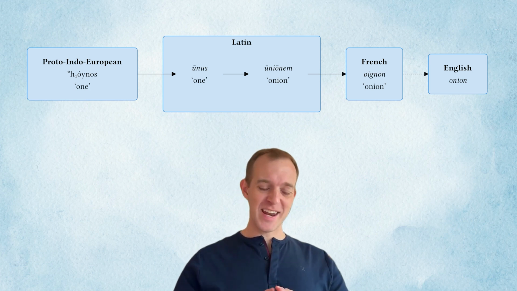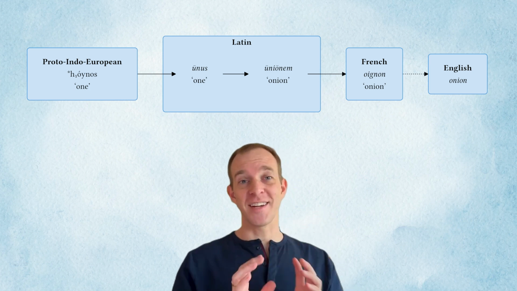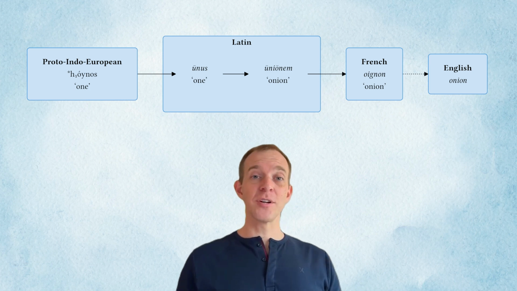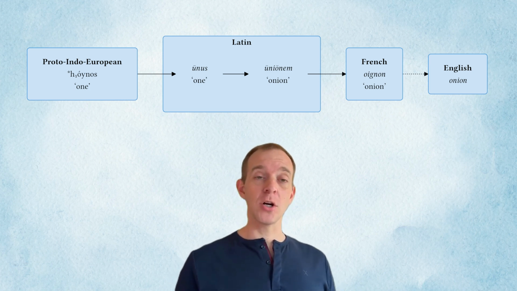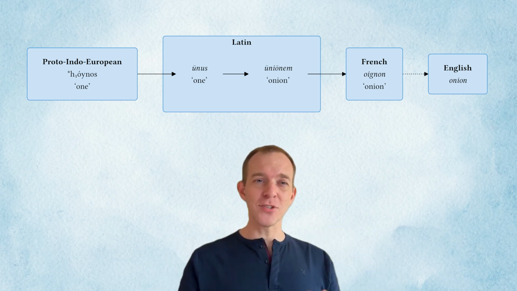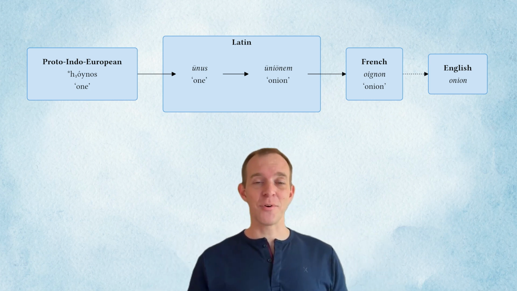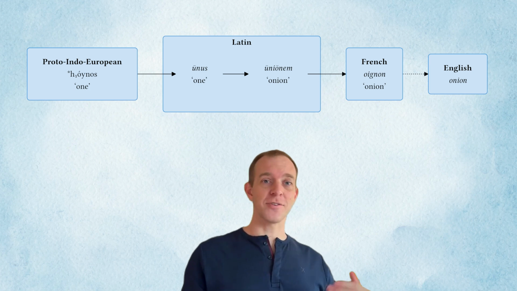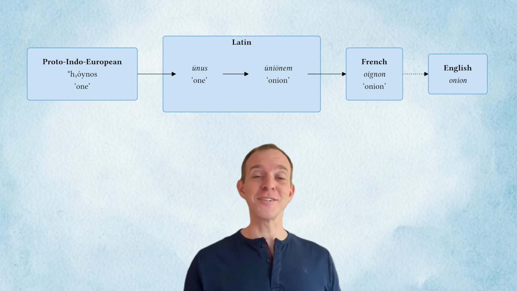And the idea is that it might have referred to the unity of an onion's layers. That word could also be used metaphorically to mean pearl, because onions were sold on a string, so a pearl necklace looked like a string of onions. The Latin word unionem became the Old French oignon, and that became the modern English word onion.